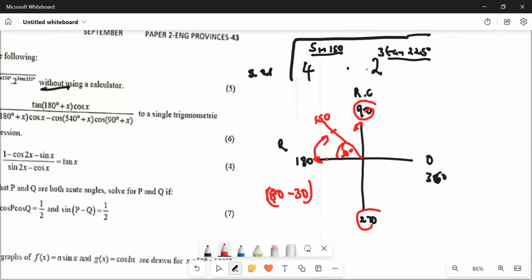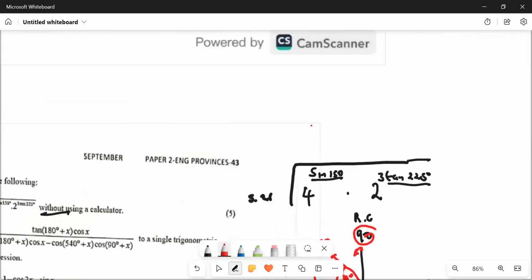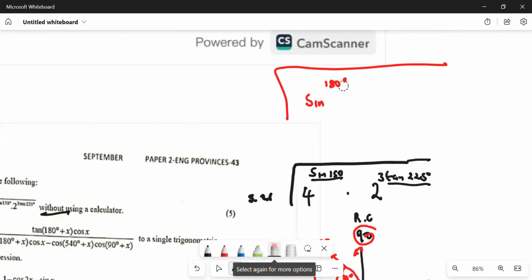Meaning I can rewrite this. The first thing that I will do is to say, okay, I have the root, and this is going to be written as 4 times the sine of 180 degrees minus 30, multiplied by 2.